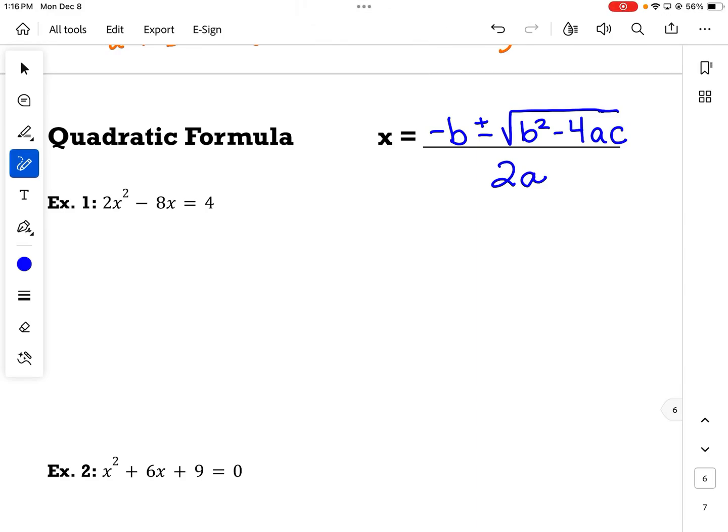All right, here's the quadratic formula. So it is a fraction. So this line here represents the line of the fraction. So I'm going to sing this formula to y'all. This is how I memorize it.